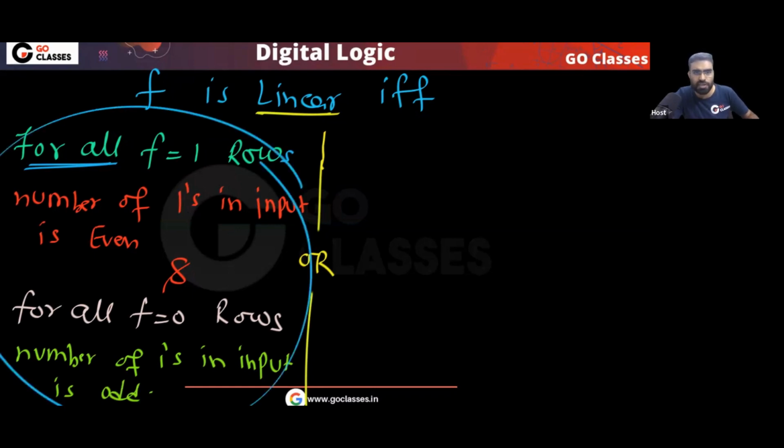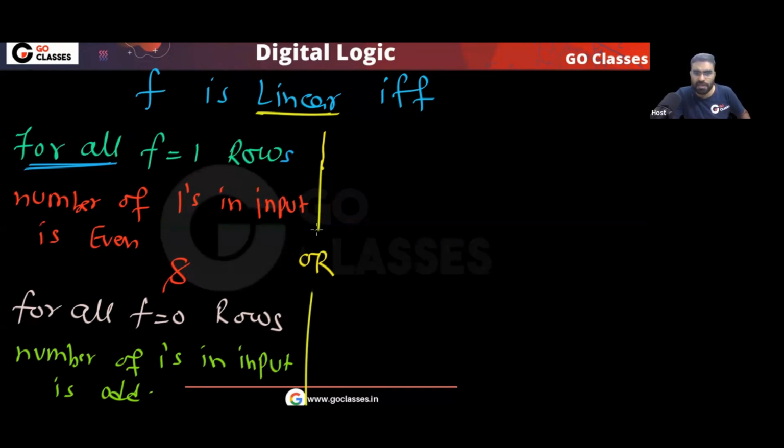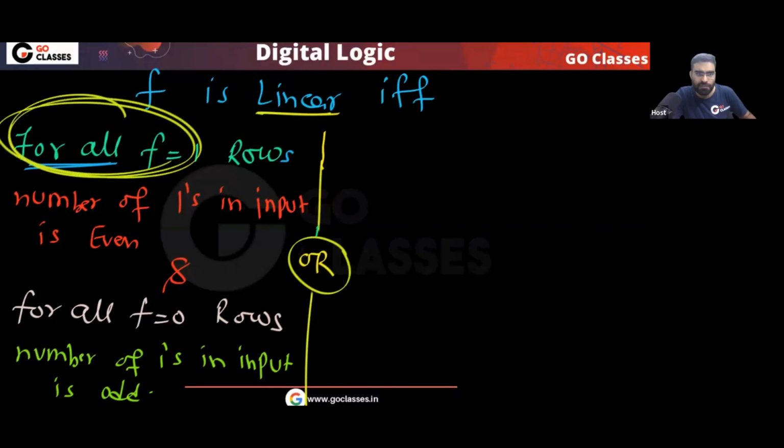Okay, so read this. This is the definition of a linear function. Please read this definition. It is a very simple definition. F is linear if this happens, or this happens. Either this should happen or this should happen. So what I'm saying is, f is linear if for all f equal to 1 rows, the number of ones in the input should be even, and for all 0 rows, the number of ones in the input should be odd.